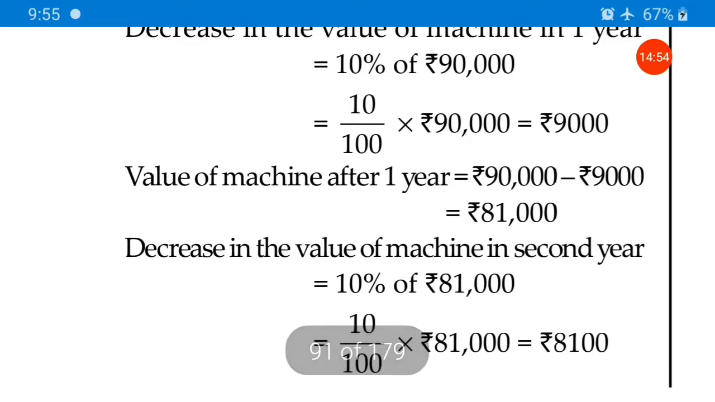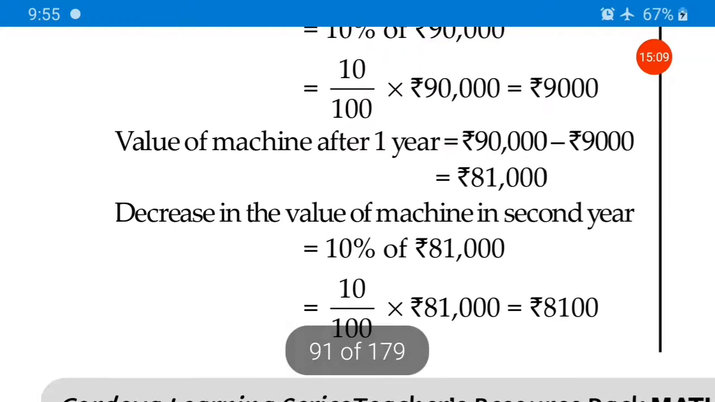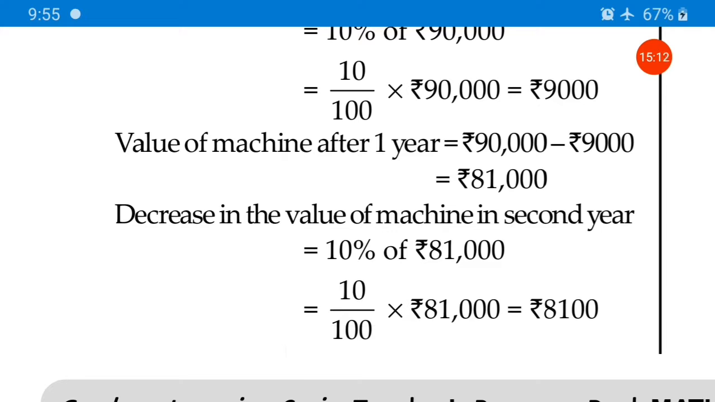So the decrease in the value of the machine in the second year, that is 10% of 81,000, so 10 upon 100 multiplied by 81,000. So it is 8,100. So after 2 years, the decrease in the value of the machine will be 8,100.